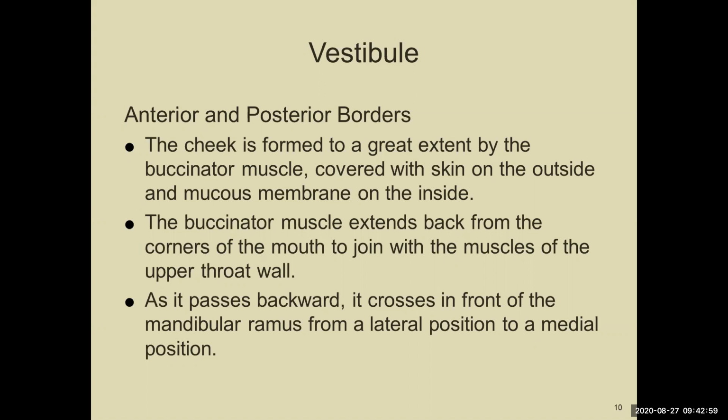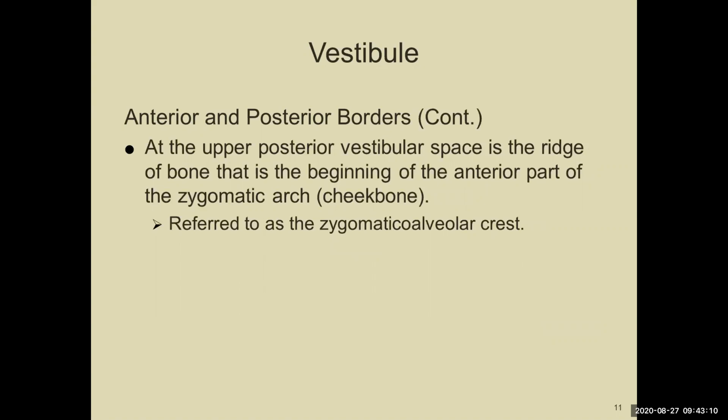And I'm using these words to kind of give you an inkling on what is going to be covered in oral anatomy. Again, I'm interested more in the big picture for oral anatomy instead of head and neck. So then we've got the posterior borders. At the posterior vestibular space is the ridge of bone. That's the beginning of the anterior of the zygomatic arch. So you've got the posterior of one is meeting the anterior of another. And that's referred to as the zygomatic arch, your cheekbone.